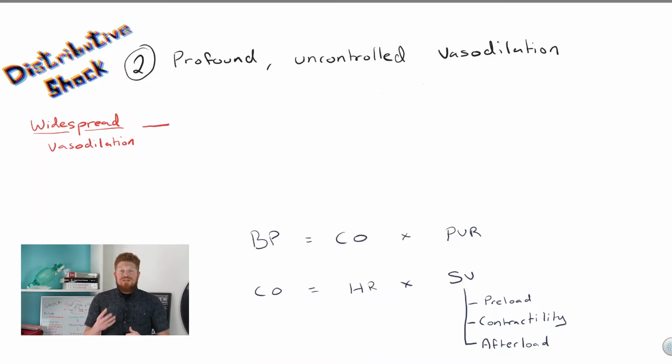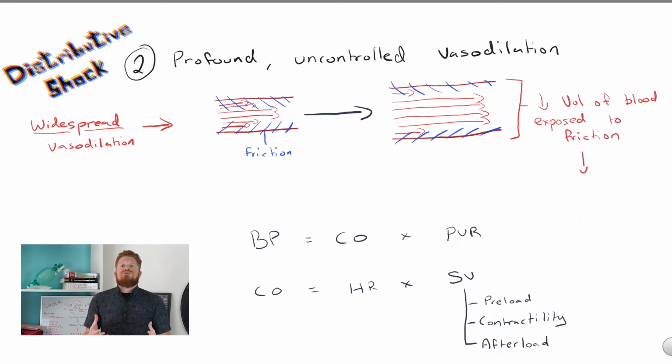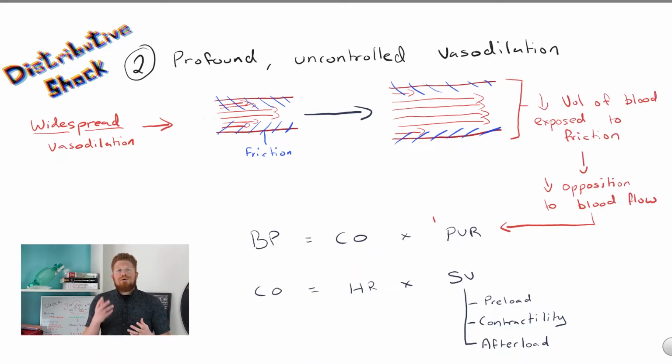Two things happen here. Firstly, because we have such a massive vasodilation, we are drastically reducing our peripheral vascular resistance. Now remember that resistance to normal blood flow is vital in building pressure within our circulatory system. So reducing that resistance, reducing that opposition to flow will mean a drastic reduction in blood pressure.